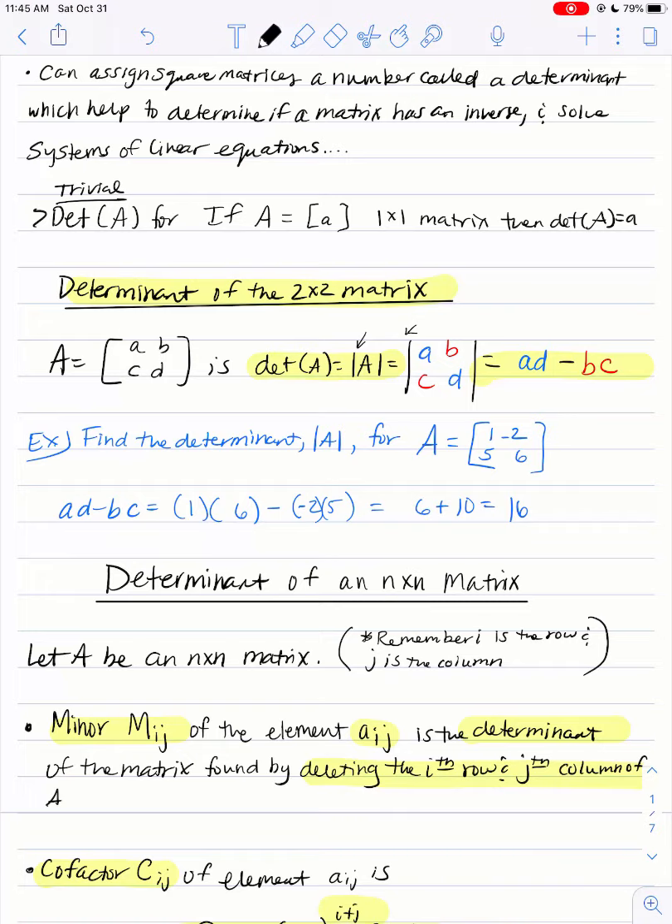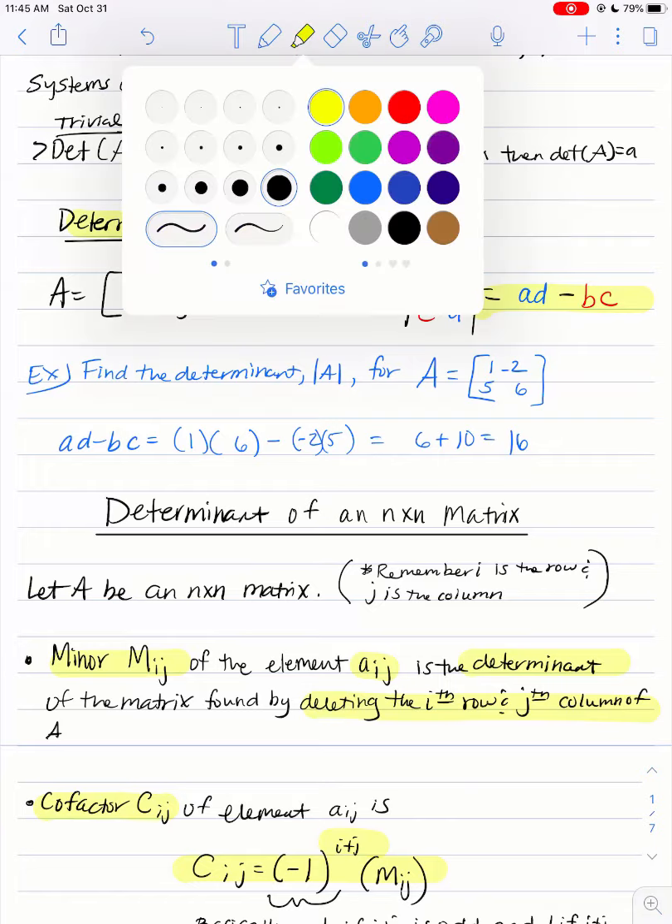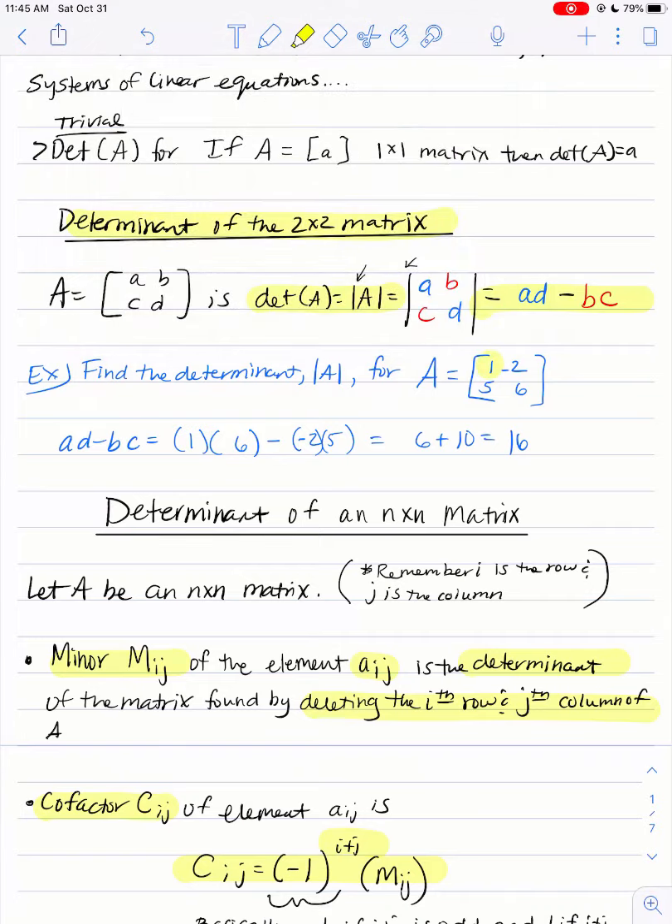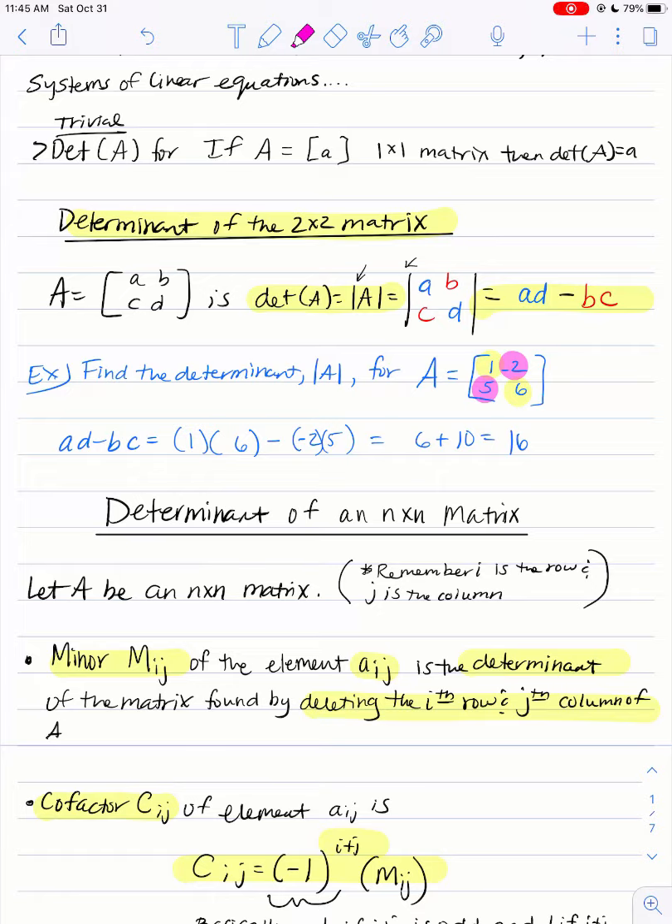For example, we're going to find the determinant of A for A equals 1, -2, 5, and 6. So we do our ad minus bc. I'm going to highlight our a and d. That's 1 and 6. And then b and c are -2 and 5. So it's 1 times 6 minus -2 times 5. 1 times 6 is 6. And then here we have 2 negatives, so they become a positive. So I have 6 plus 10 equals 16. That's our determinant.